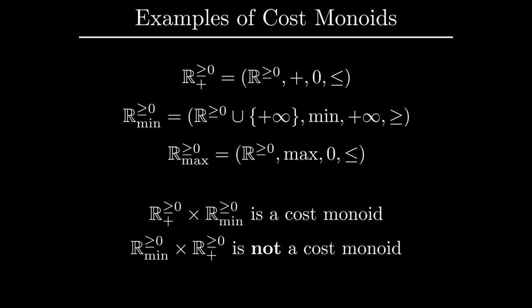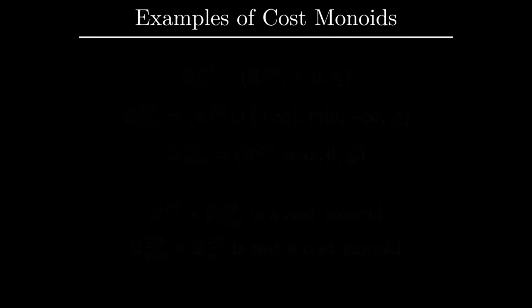Given two monoids, we can consider their Cartesian product, and if each monoid is endowed with a linear order, we can endow their product with a lexicographic order. It is important to note that the Cartesian product of cost monoids may or may not be a cost monoid. For instance, the product of R-plus with R-min is a cost monoid, while the product of R-min with R-plus is not. Note that the product monoid of R-min with R-plus with the lexicographic order is precisely the cost structure we encountered in the earlier example.